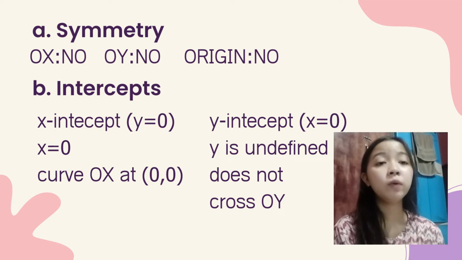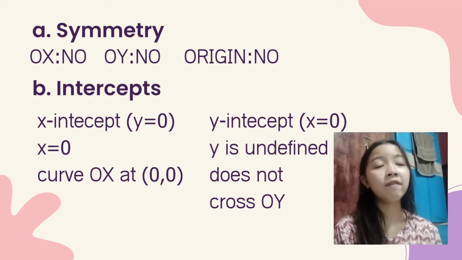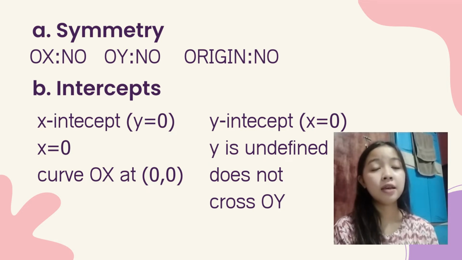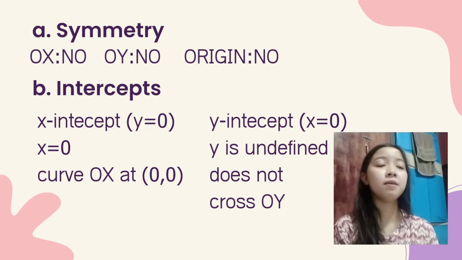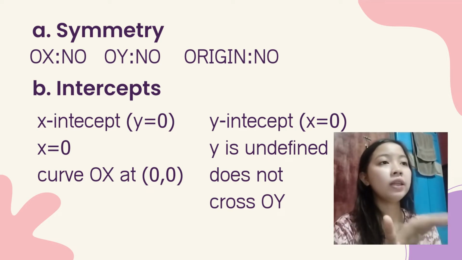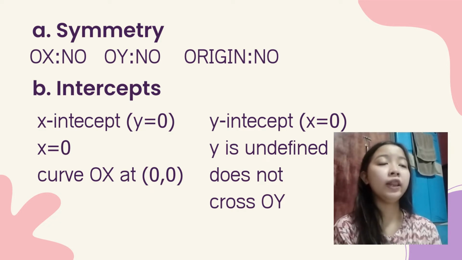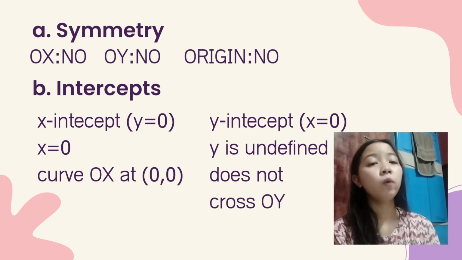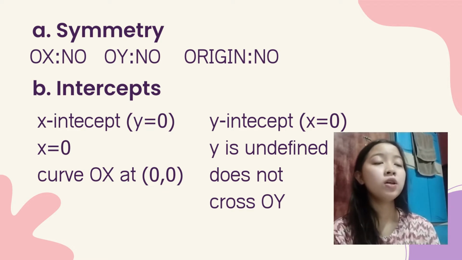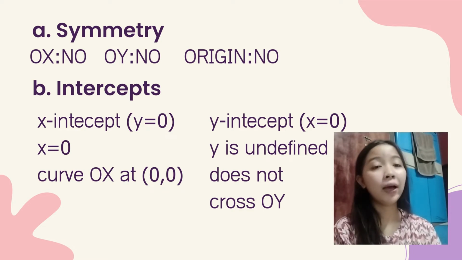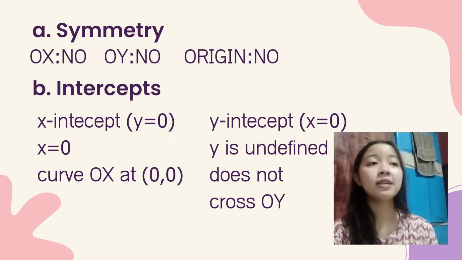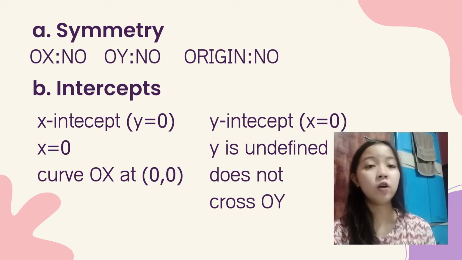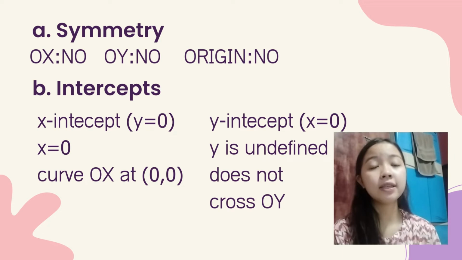The next thing that we're going to do is to find out if it is symmetric about the origin. We can observe that it is not symmetric about the origin, the y-axis, or the x-axis. So it is not symmetric. Now let us move on to our intercepts. In our x-intercept, we will let y equal 0. Using our factored form a while ago, x will become 0. Thus, the curve crosses the origin and the x-axis at 0 and 0. So the coordinates are 0 and 0.